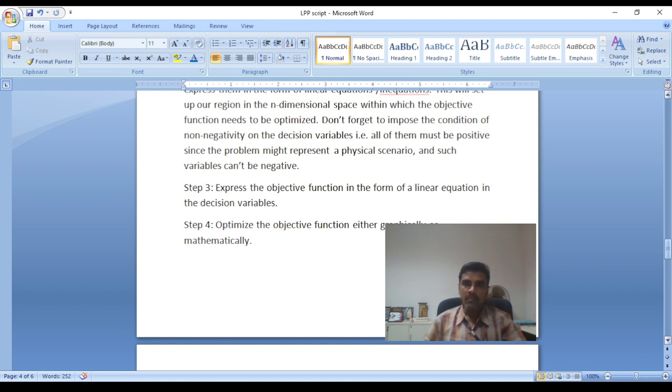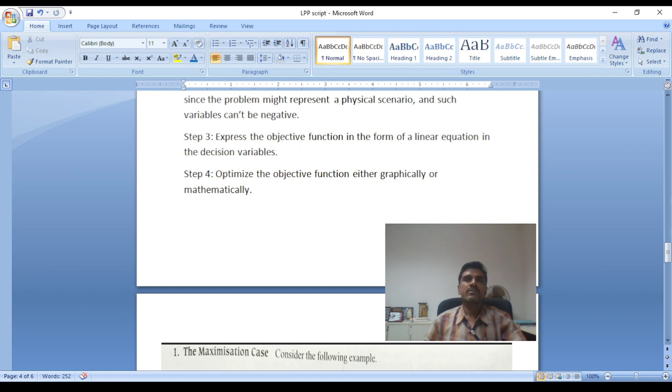Once you formulate, the fifth step is you have to optimize the objective function either graphically or mathematically. I have told you there are methods to solve the problem. So here it is mentioned as 4, take it as the fifth one. It is optimizing the objective function, that is, solving the function either graphically or mathematically. If you go for mathematically, the methods are none other than the simplex method as well as the big M method.